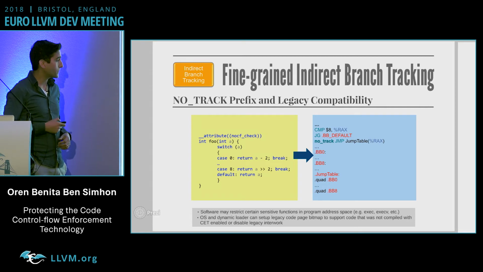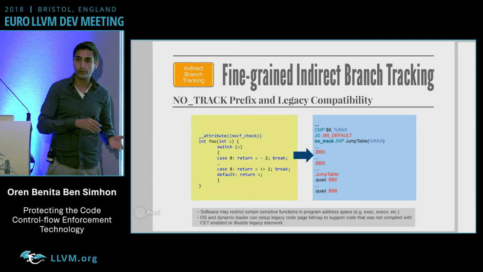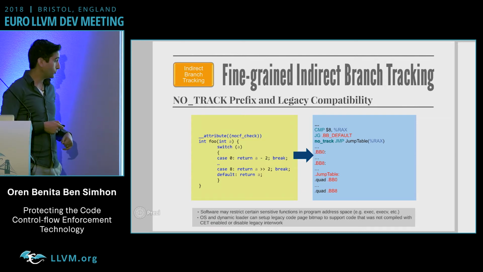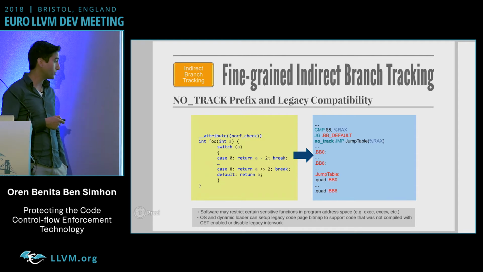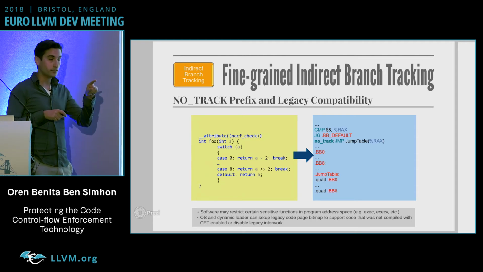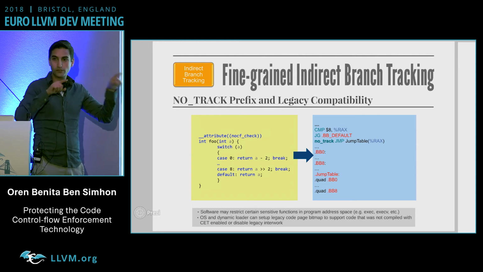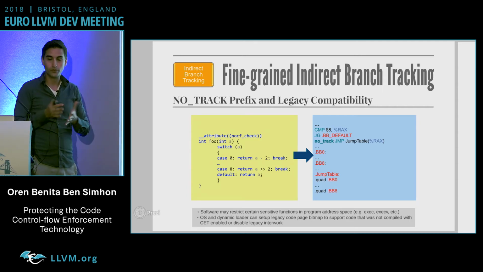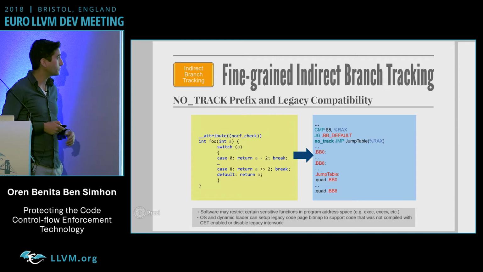Another thing about legacy: we are enabling running this CET enabled code with legacy code, meaning code that was not compiled with CET. In order to perform this, we set up this legacy code page bitmap. The operating system and the dynamic loader are responsible for creating this bitmap. And we flag each page. We say this page is CET enabled, this one is not CET enabled, and so on. So if we jump to a page that is not CET enabled, then we don't do any check. We can enable and disable this legacy interwork.